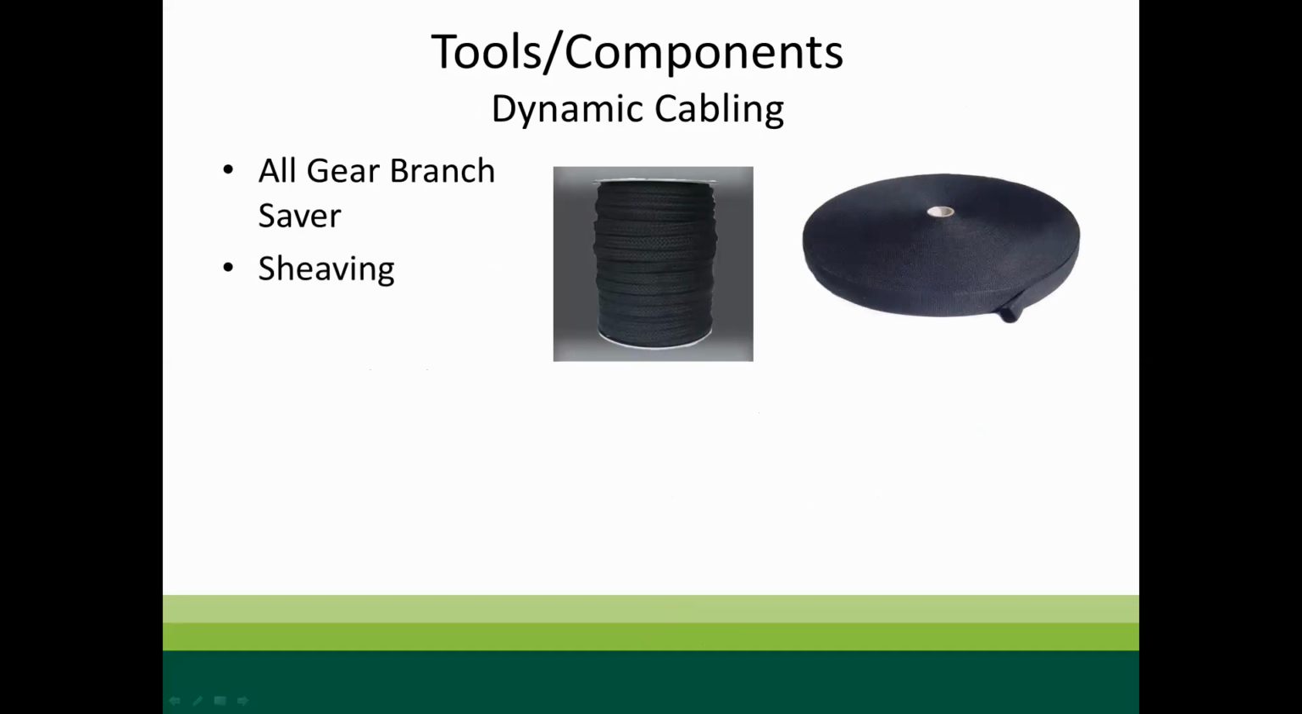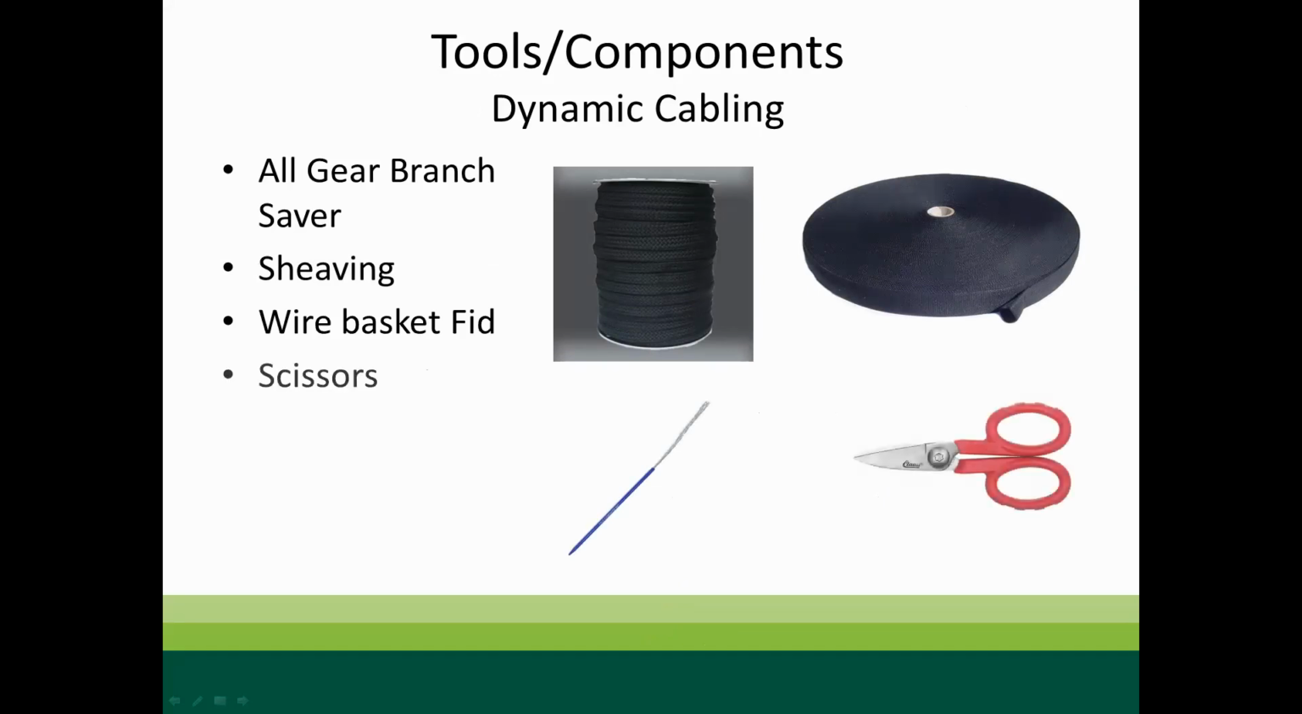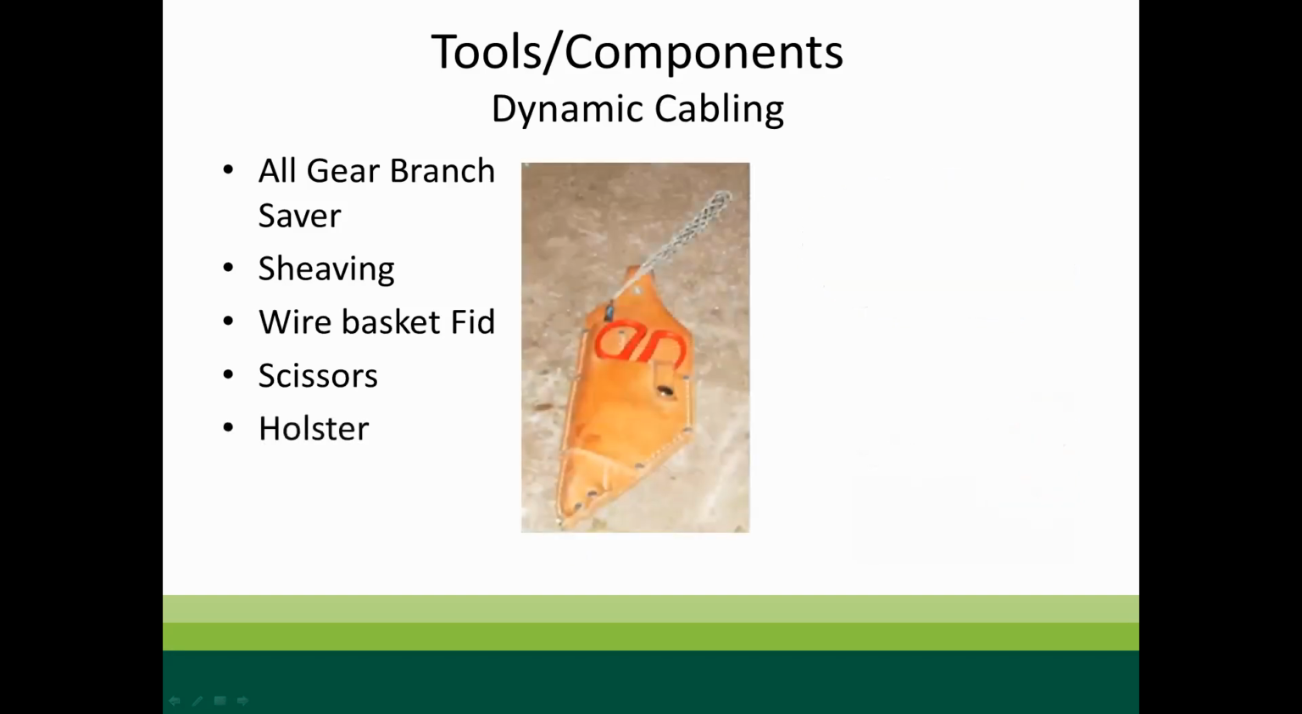Sheathing, which will protect the cable and tree from wear from the cable when it's touching it. We'll need a wire basket fid for the splicing of the cable. We're going to need good scissors also. Your kind of paper scissors don't really cut it. This is probably polypropylene. And you're going to want a holster to house all that stuff so you're not having to hold things in your hand while you're climbing around.